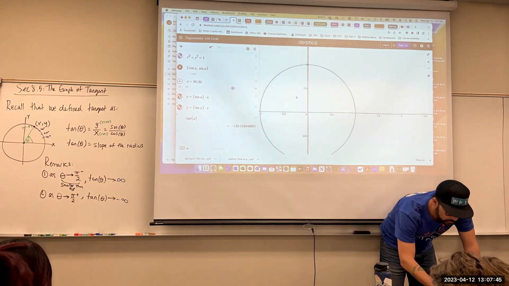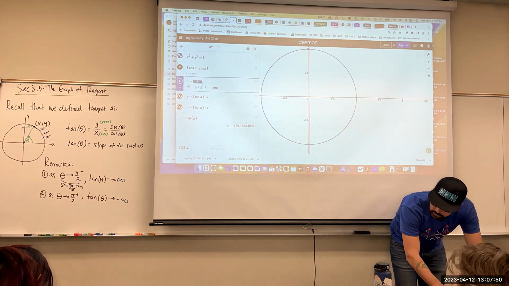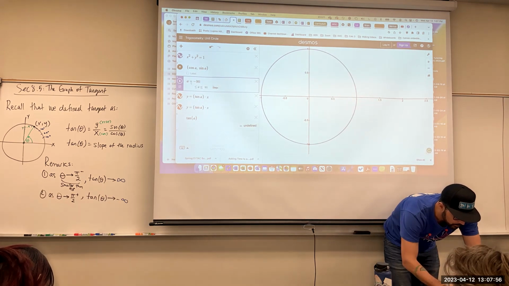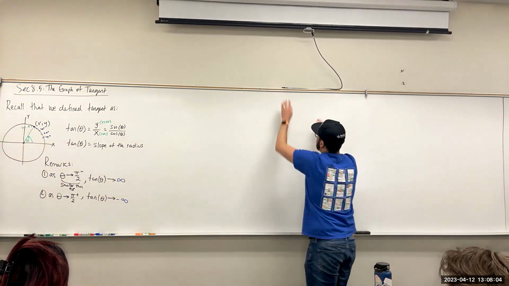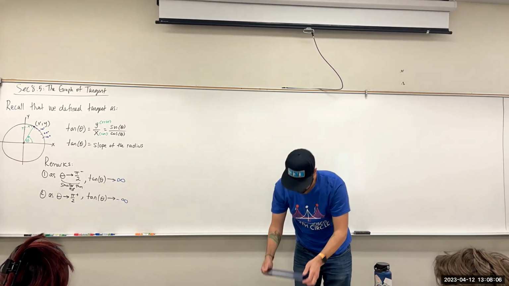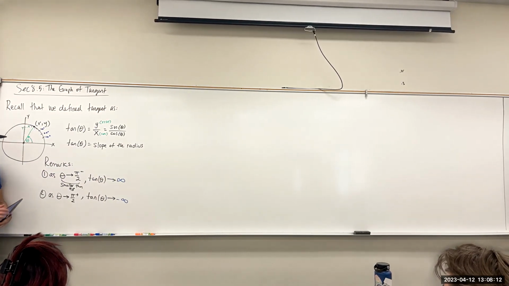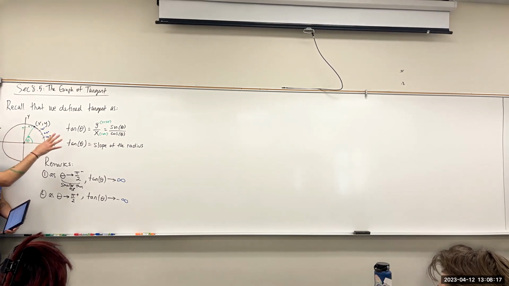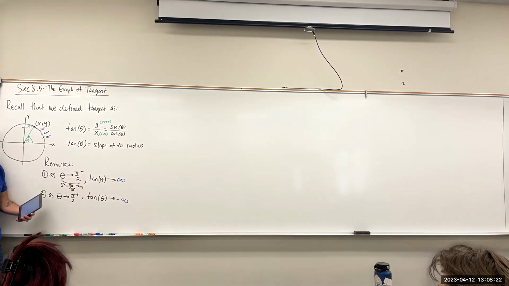Let me zoom out. Let me go to negative pi over 2, which is negative 90. Let's go from negative 89. Okay. When we start looking at the graph of tangent, because remember, this is not the graph of tangent, this is just the unit circle, I'm going to refer back to this here, which is kind of a complicated part of tangent.